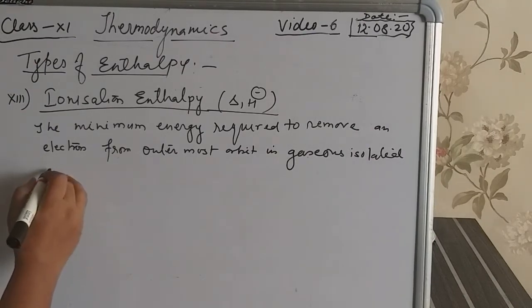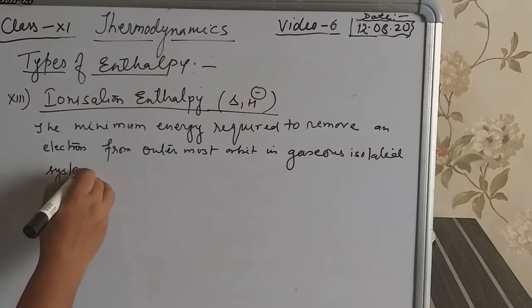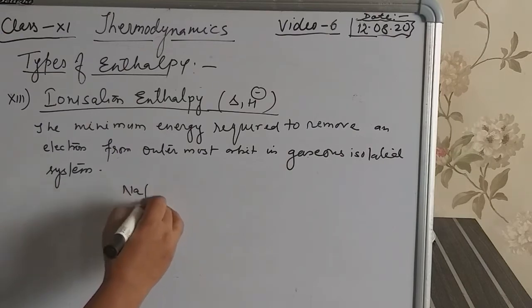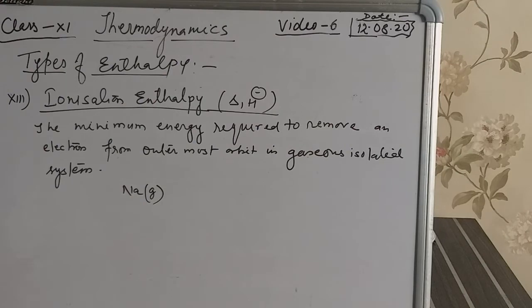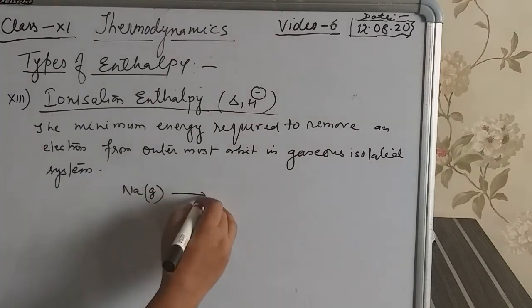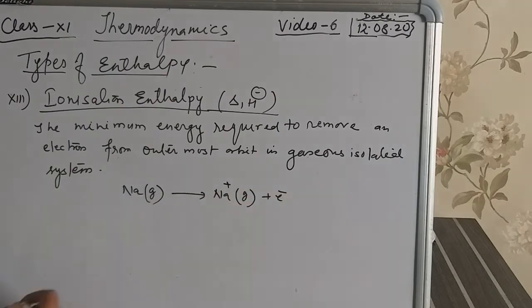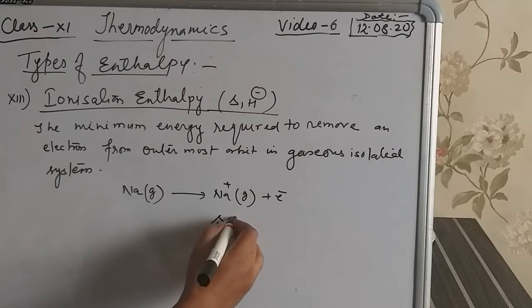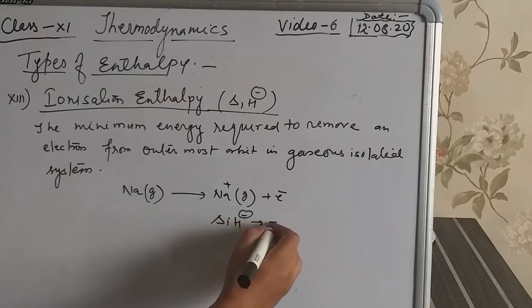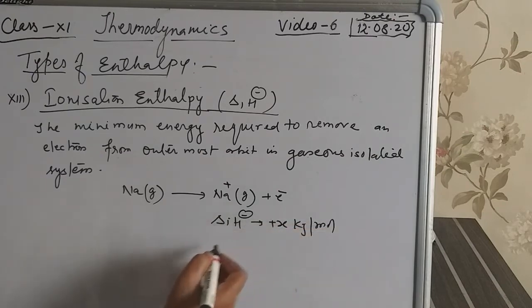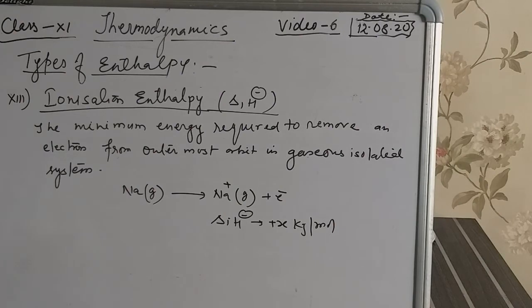The best way to express an isolated system: sodium converted into gaseous form after the sublimation process forms a sodium ion, and 1 electron is removed. So ionization enthalpy is plus x kilojoule per mole. Plus sign because energy is used to remove the electron from the sodium atom.